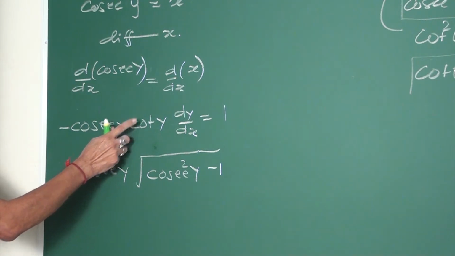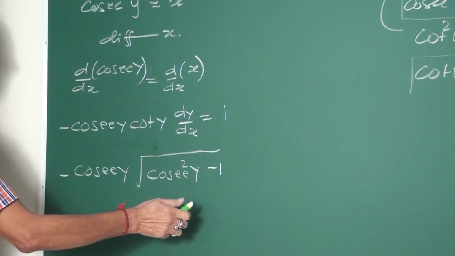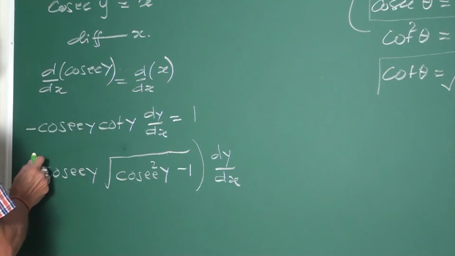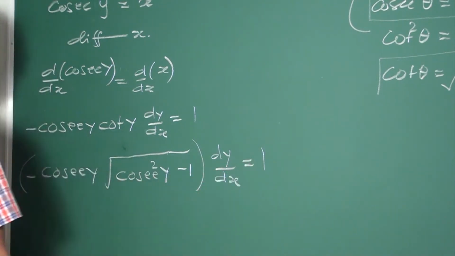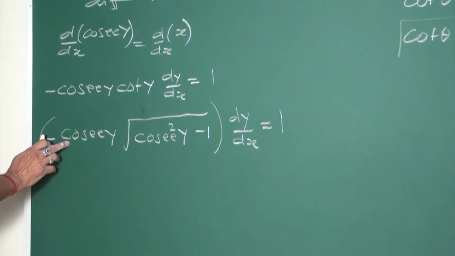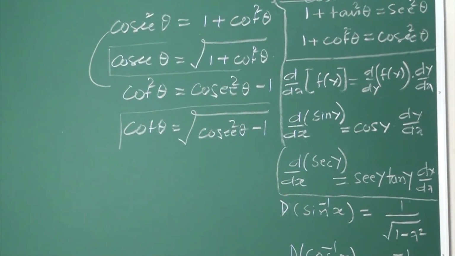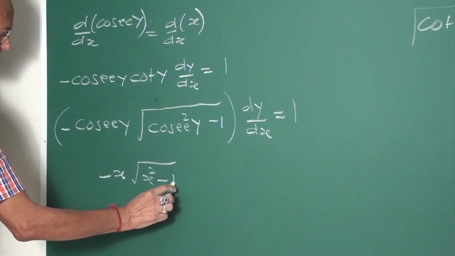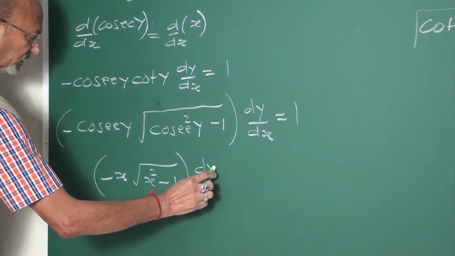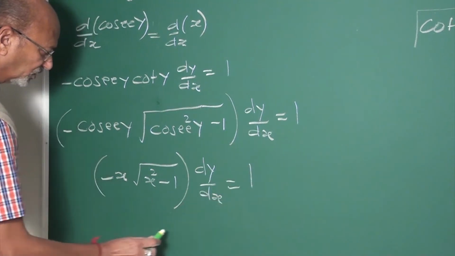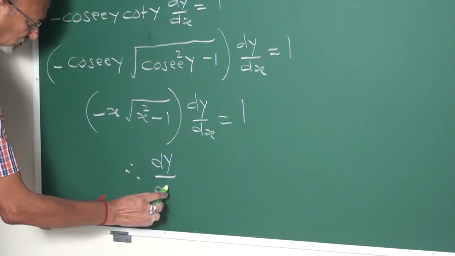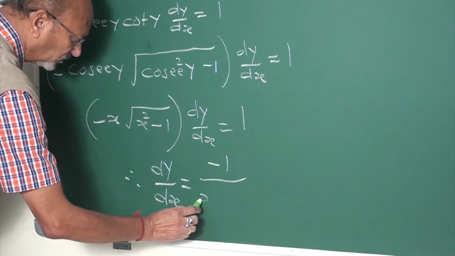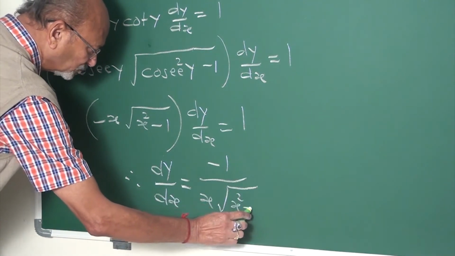What is the value of cot in terms of cosec? It is square root of cosec square y minus 1 into dy by dx, equal to 1. Now you substitute. Yes, my friend. What is cosec y? It is x. Put it. It is minus x into square root of x square minus 1 into dy by dx equal to 1. Therefore, dy by dx equals 1 upon this, that becomes minus 1 upon x into square root of x square minus 1.